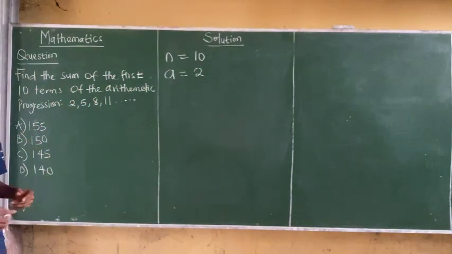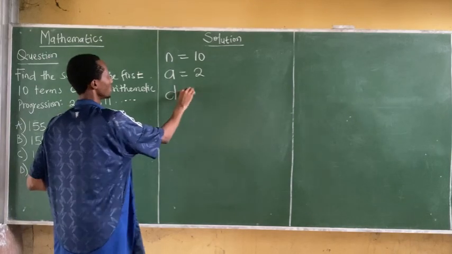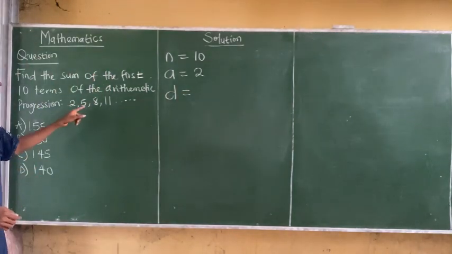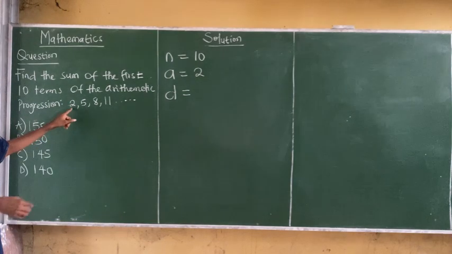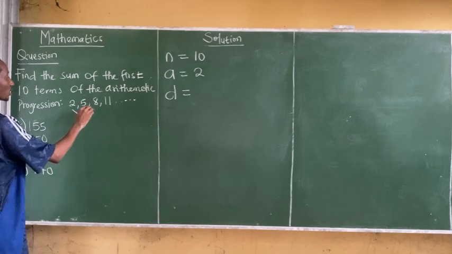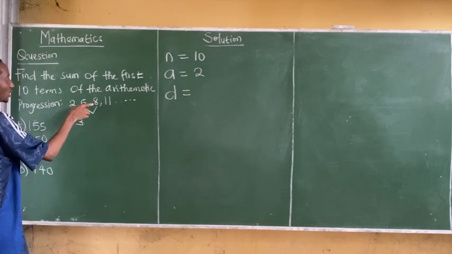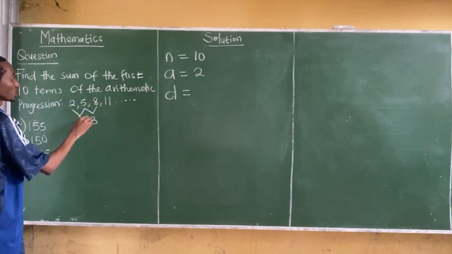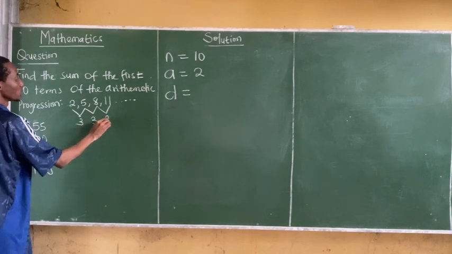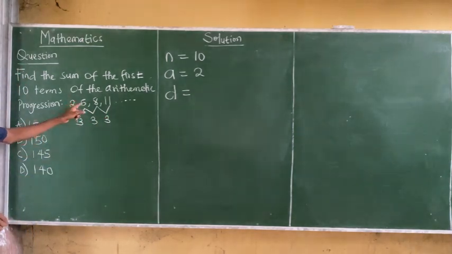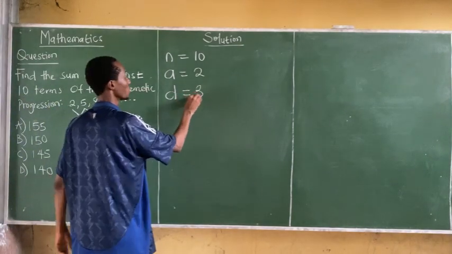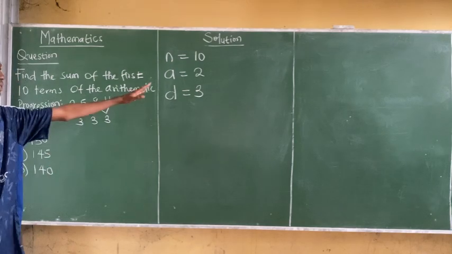We have the common difference, d. d stands for the common difference. Now 5 minus 2 will give us 3, right? 8 minus 5 will give us 3. 11 minus 8 gives us 3. Therefore, the common difference between these values is what? 3.